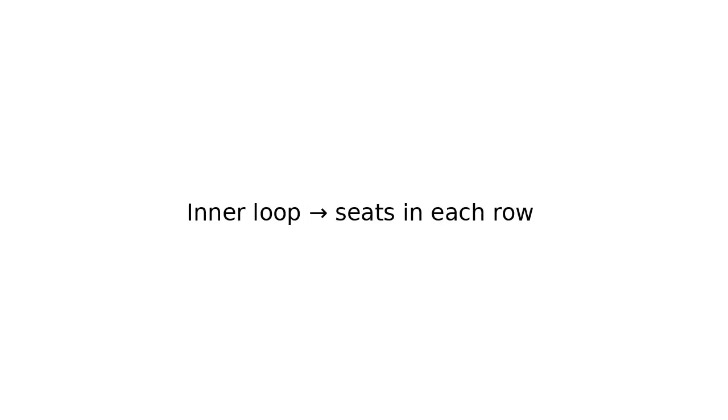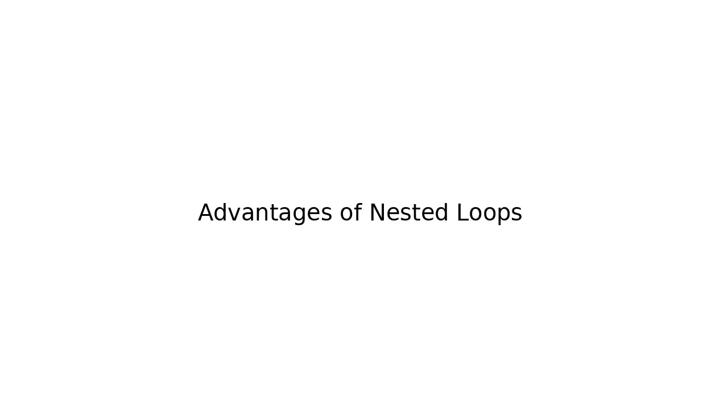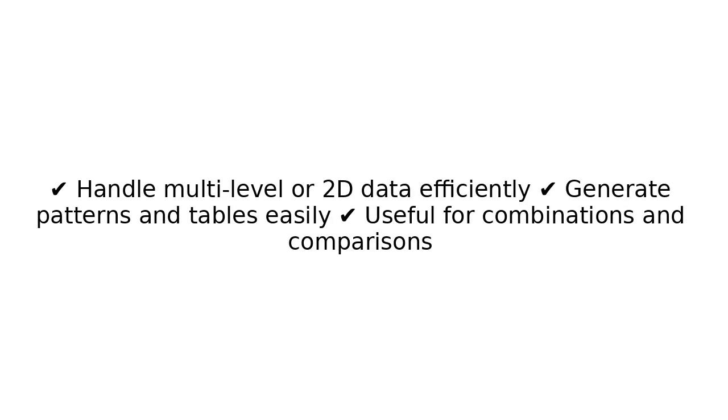Real-life analogy. Think of nested loops like rows and seats in a theater. Outer loop means rows. Inner loop means seats in each row. To check every seat, for each row, check all seats in that row. Repeat for all rows.